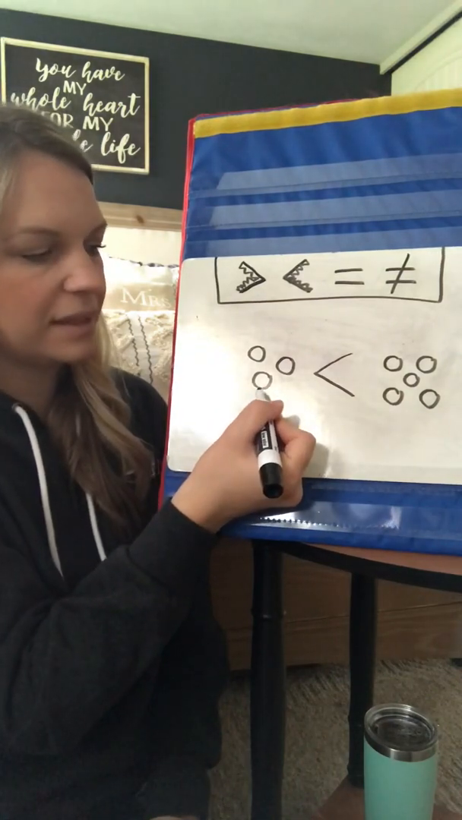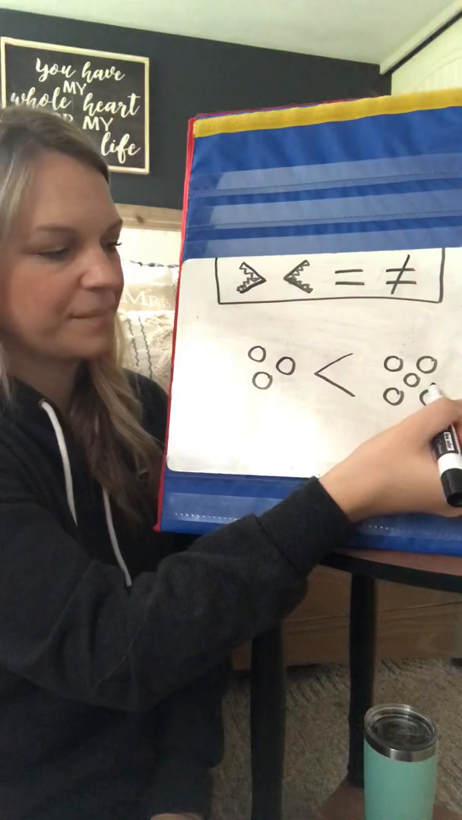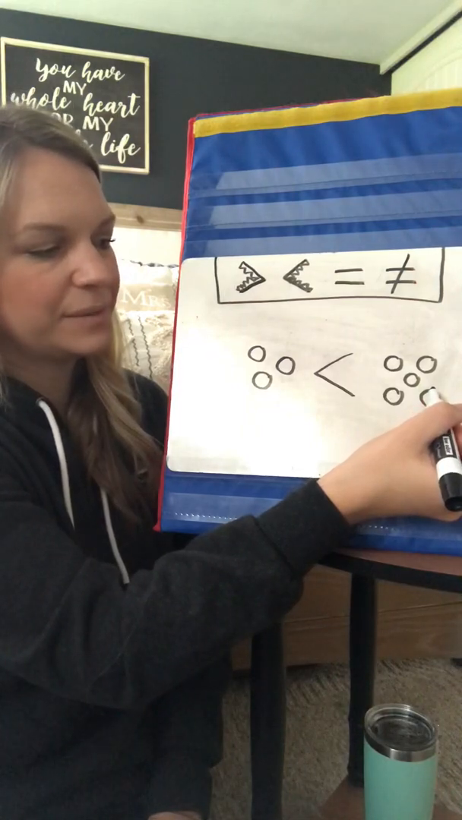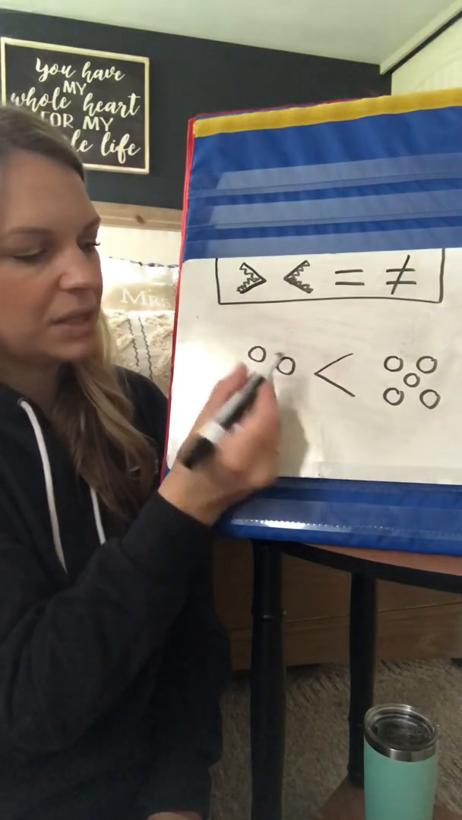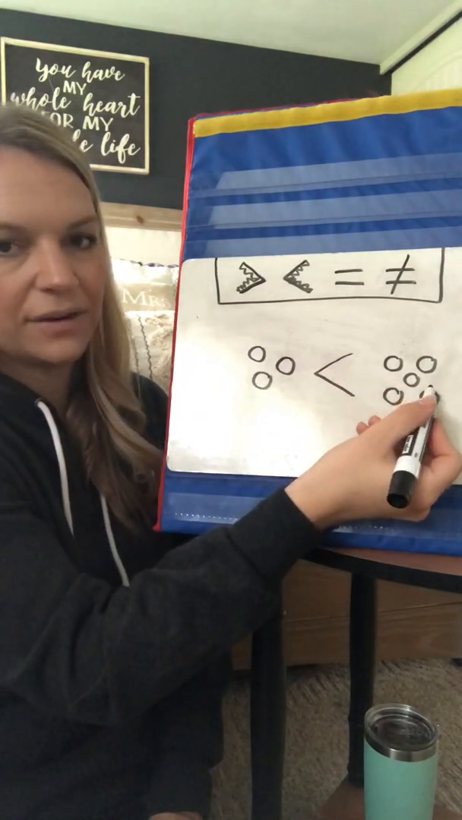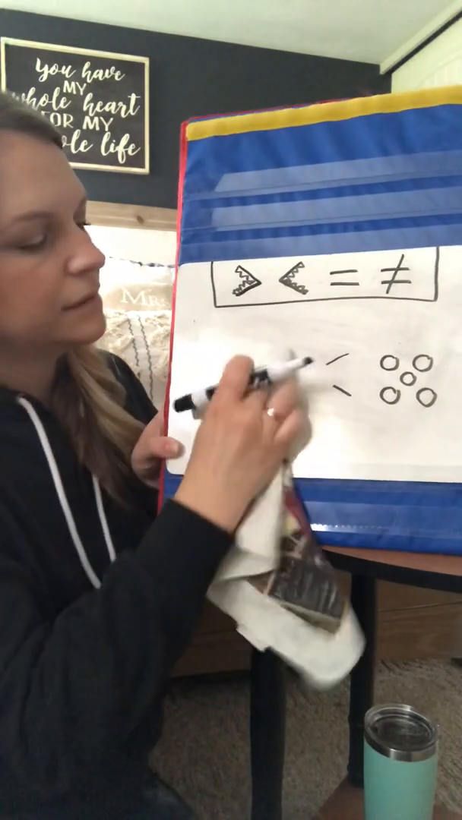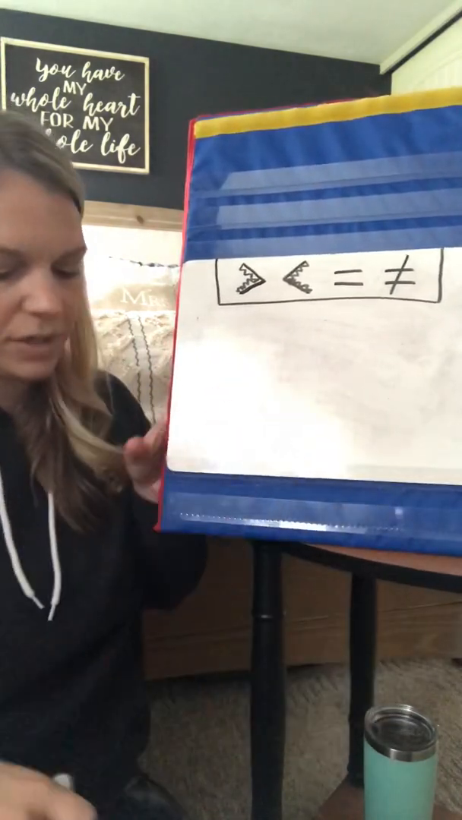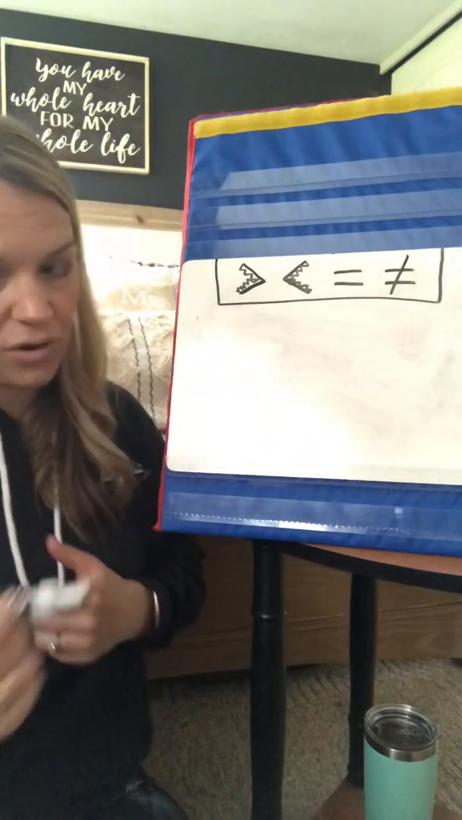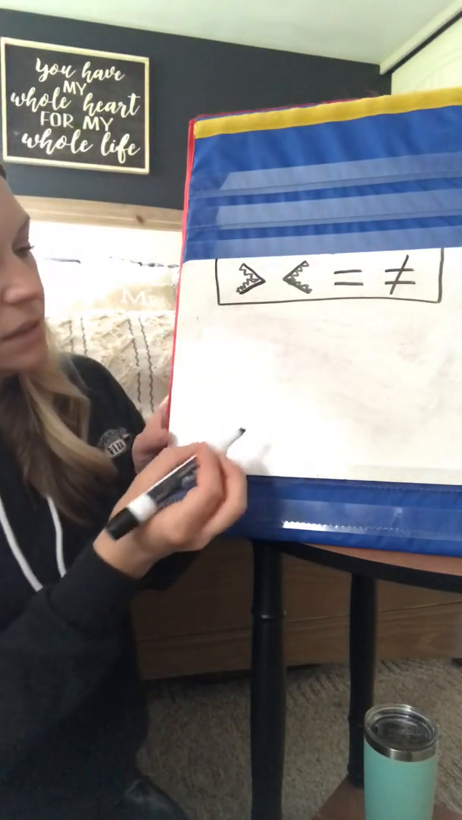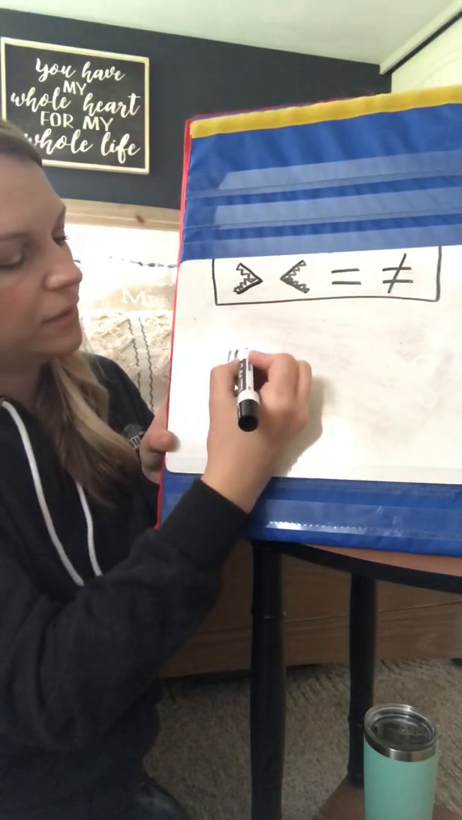Since the mouth is facing that way, it means this one's greater and this one's less. So we could read it like this. 3 is less than 5. If we wanted to read it backwards, we could say 5 is greater than 3, because the mouth is eating the greater number. Okay, let's try another one. Switch up the pictures. And I know on your worksheets you've had some fingers holding up, right? Those are kind of hard for me to draw, so I might just do tallies. So let's try one.